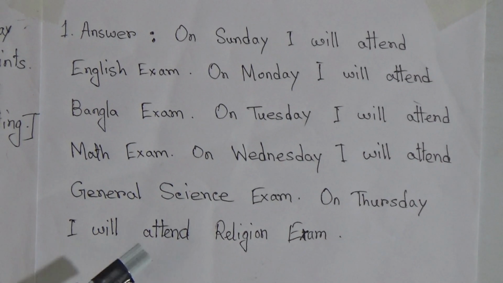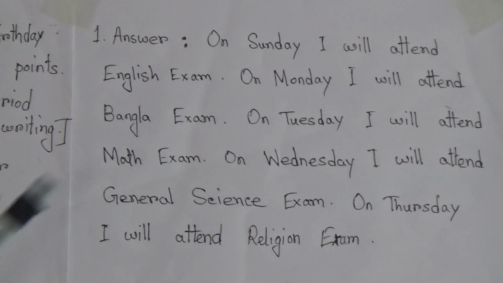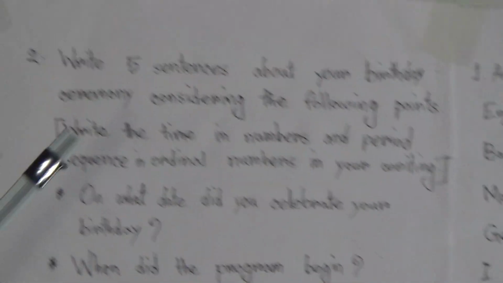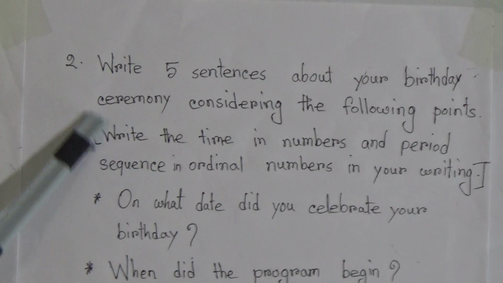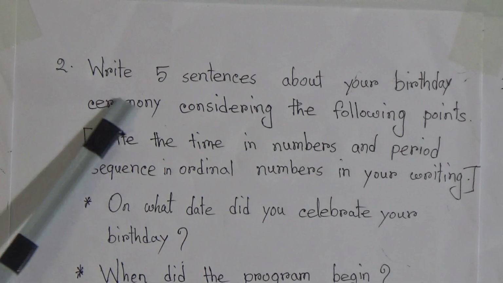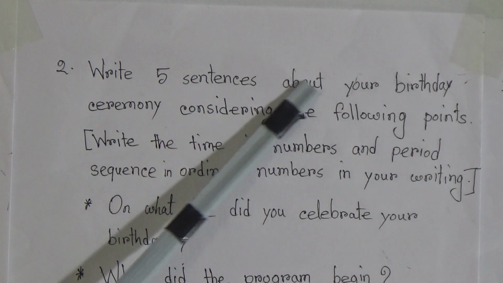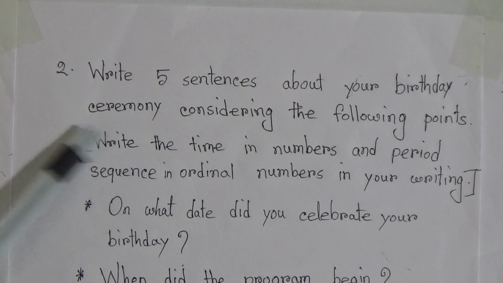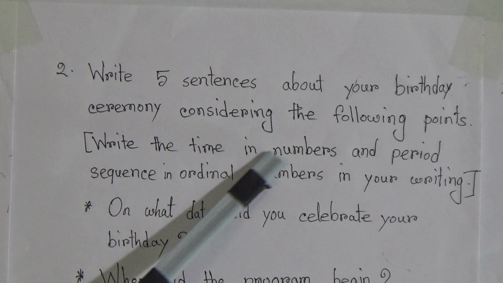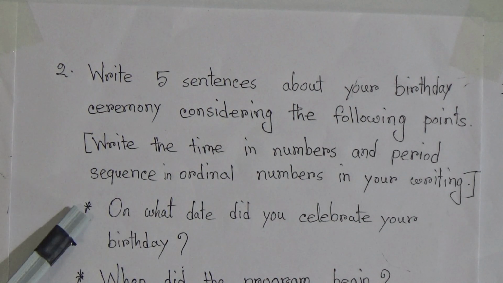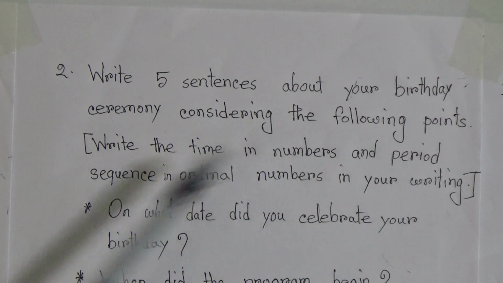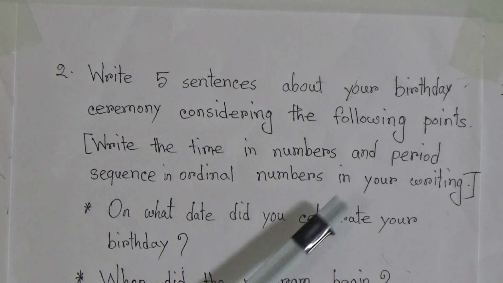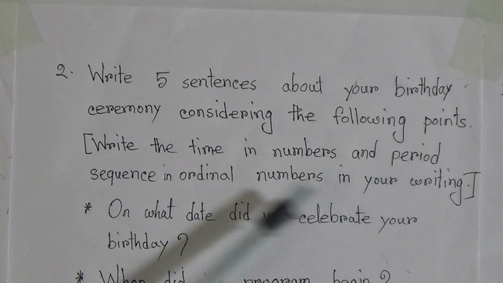So dear students, see the next question now. Okay, write 5 sentences about your birthday ceremony considering the following points. Okay, write the time in numbers and period sequence in ordinal numbers in your writing.